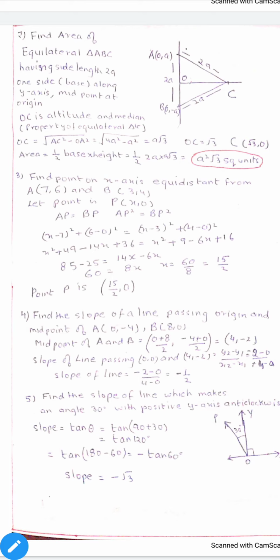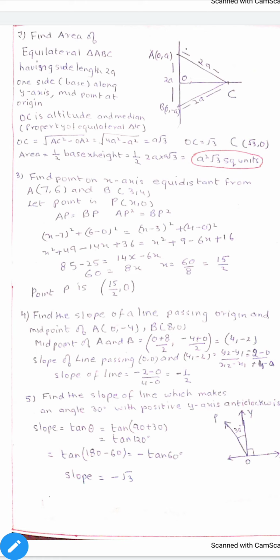4a square minus a square is 3a square. Taking the square root, we take out a, we get a root 3. OC is a root 3. So C is (a root 3, 0). Area of triangle ABC is half base into height, half 2a into a root 3, that is a square root 3 square units.